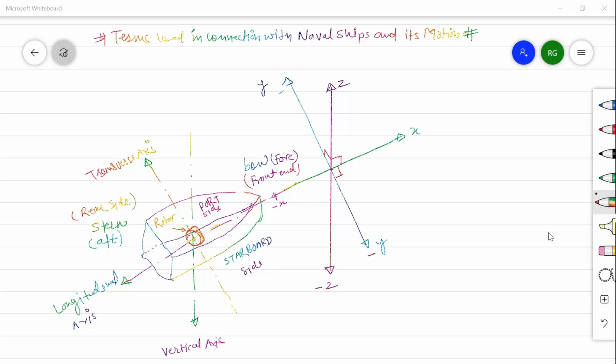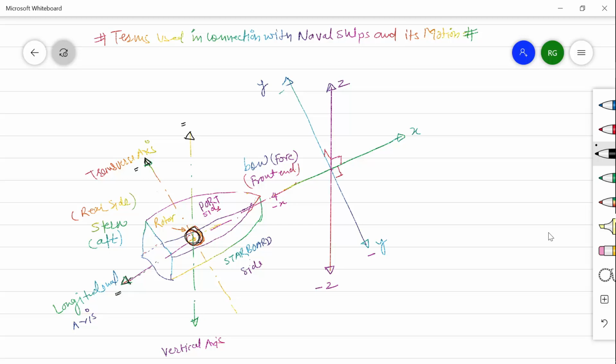Let's say this is the ship. We consider this is our ship, and this is the longitudinal axis of the ship. This x-axis is the longitudinal axis and this is the rotor, and this axis is the vertical axis and this is the transverse axis of the ship. So these are three axes: longitudinal, vertical and transverse axis.